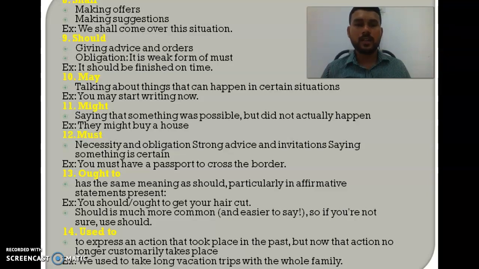Hope, dear students, you have understood modal auxiliary verbs, primary and secondary. Try to use them in day-to-day life properly, and I will send you the link to do this exercise, and do the exercise properly. Thank you. Have a good learning.